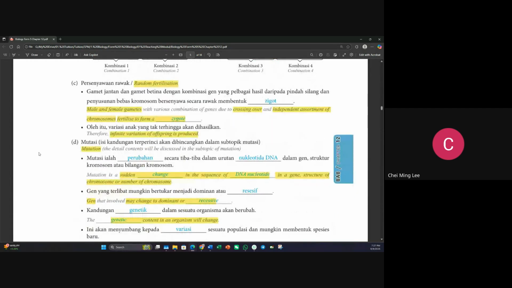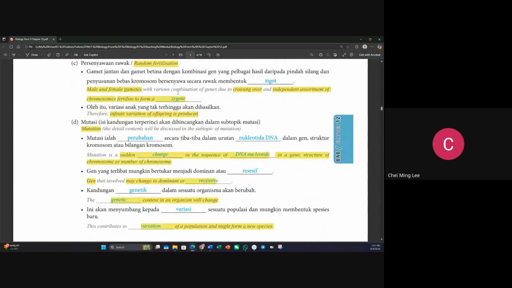Next for random fertilization. So the male and female gametes with various combinations of genes due to crossover and independent assortment of chromosomes will fertilize to form a zygote. So you're going to have an infinite variation of offspring produced because of different combinations every time. So the variation will go until infinity. Okay, and mutation. Mutation is the sudden change in the sequence of DNA nucleotides in the gene. So the structure of chromosomes or the number of chromosomes, these are the changes involved. So the gene involved may change to dominant or recessive, and the genetic content in an organism will change. So this will contribute to variation of a population and might form a new species.